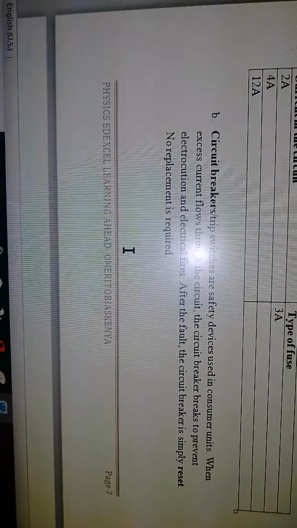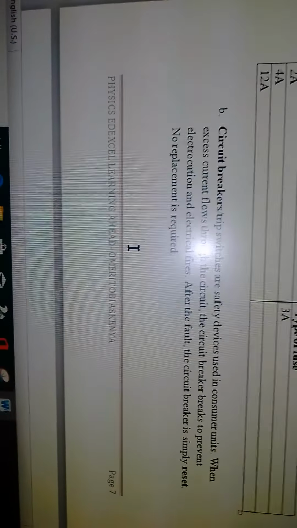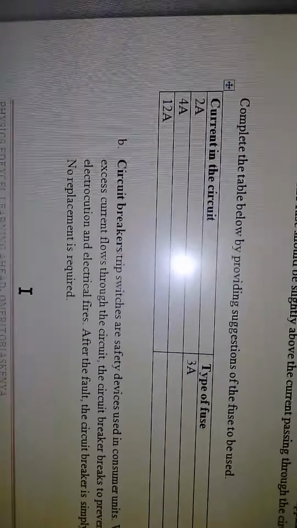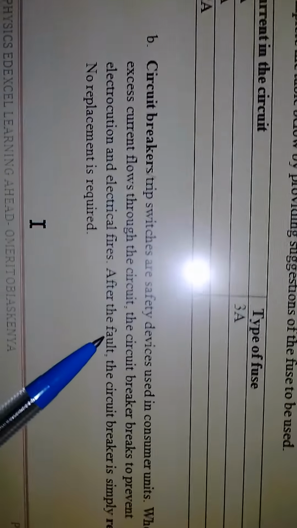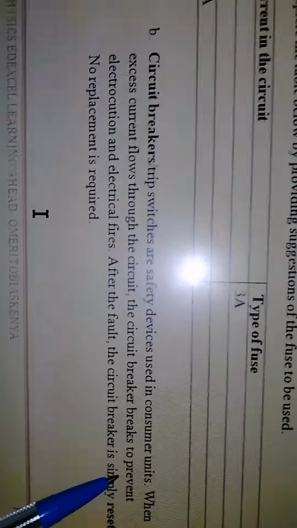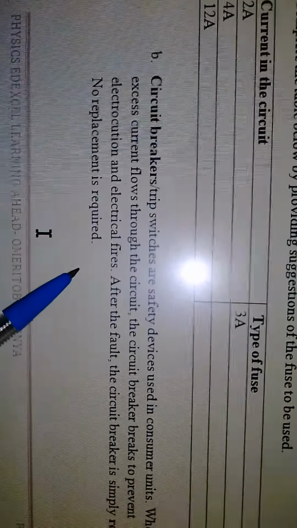Circuit breakers. Circuit breakers or trip switches are safety devices used in consumer units. When excess current flows through, the circuit breaker breaks the circuit to prevent electrocution and electric fires. After the fault, the circuit breaker is simply reset. No replacement is required.